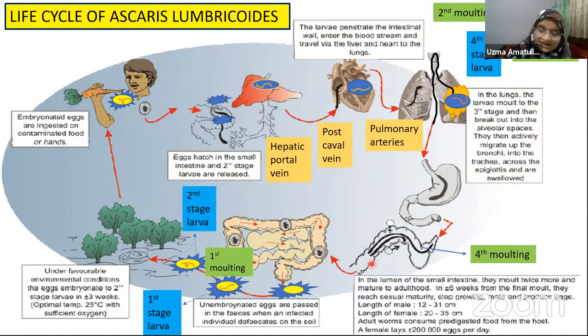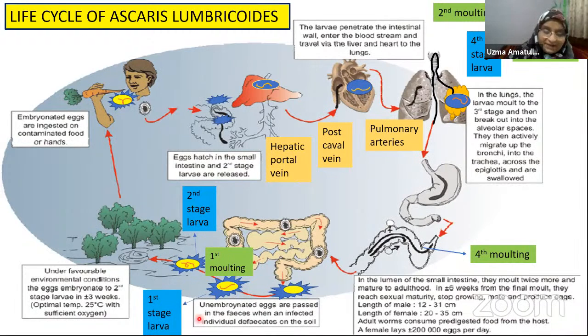Now, these eggs will travel from the small intestine into the large intestine, and along with the fecal matter, they will come out onto the soil. Now in the soil, what happens? Development starts, and inside that egg one larva is formed. This larva is called the first stage rhabditiform larva.